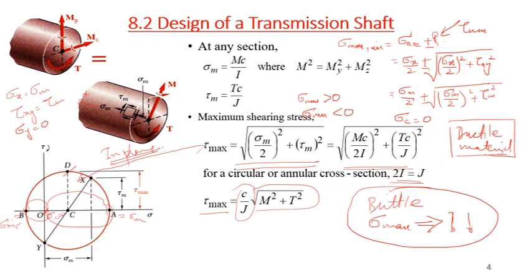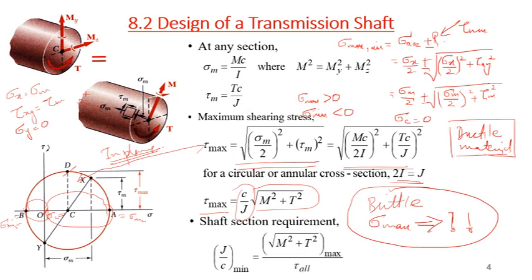Now this is the maximum shear stress when you're designing the transmission shaft. The shaft section you can find is J by C minimum. Obviously you take the minimum. You have to find the optimal value to reduce the weight: under root (m squared plus T squared) max divided by tau allowable. So you have to find at which location you have the maximum combination of moment and torque. In some cases, the moment will be a much larger value than the torque, but the resultant will be small compared to the other section.